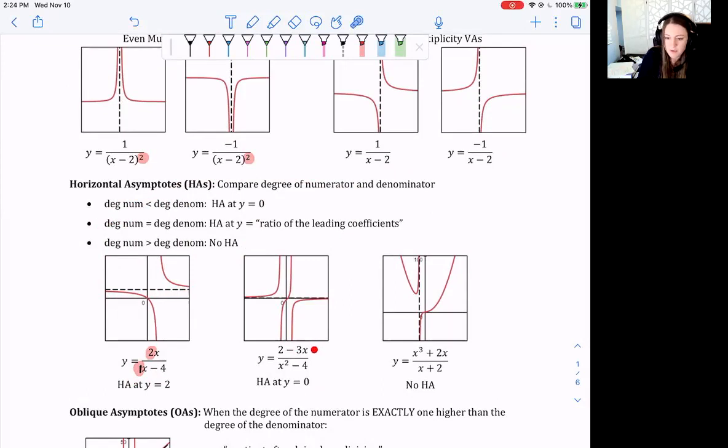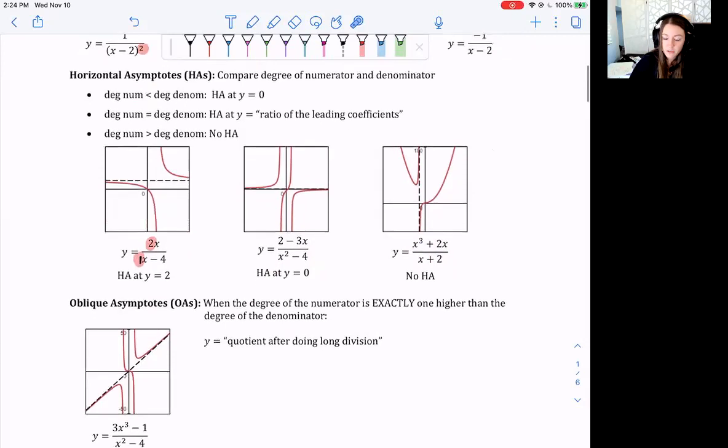Here, the degree on top was smaller than the degree on the bottom. So there's a horizontal asymptote at 0. And here, the degree on top is bigger than the degree on the bottom. So there is no horizontal asymptote at all. So you'll notice as the function leaves the page, it's not tending towards anything. It's not leveling out. It's just going all willy-nilly.